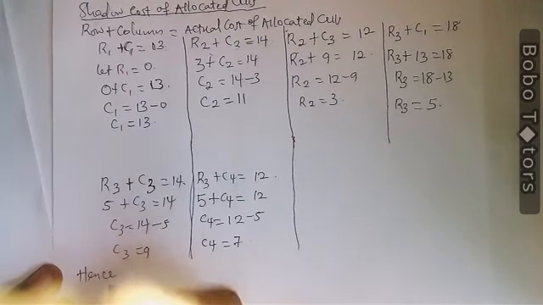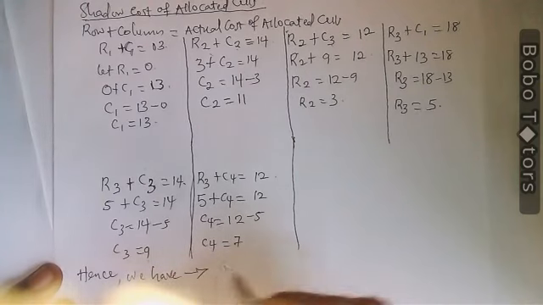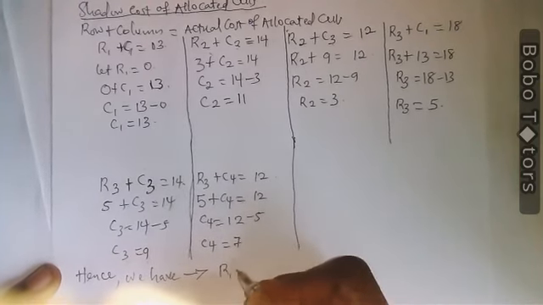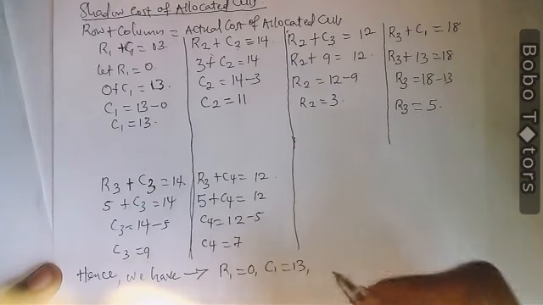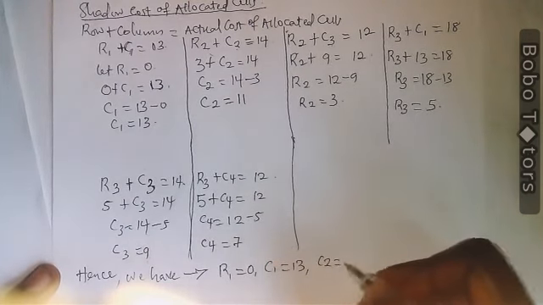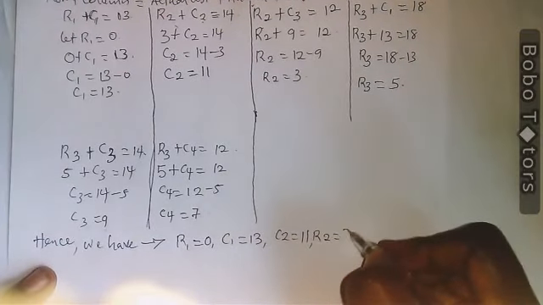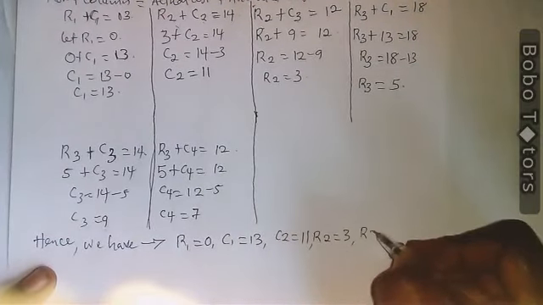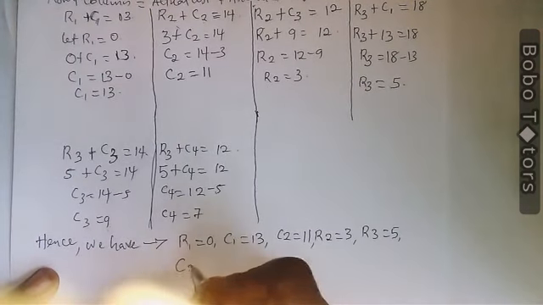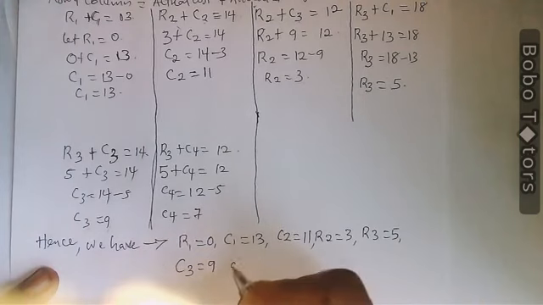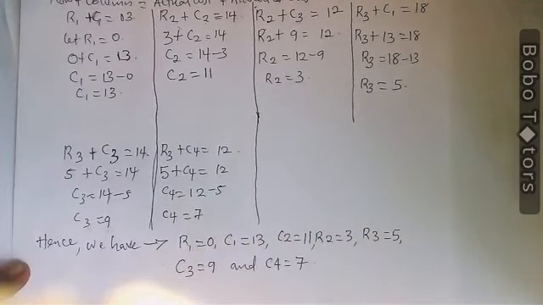Hence, we have row 1 to be 0, column 1 to be 13, column 2 to be 11, row 2 to be 3, row 3 to be 5, column 3 to be 9, and column 4 to be 7.